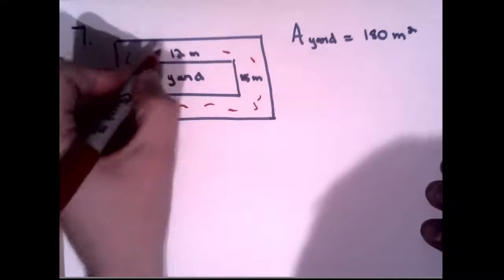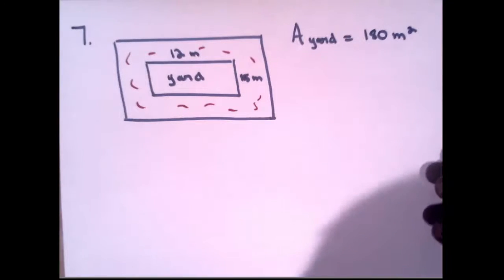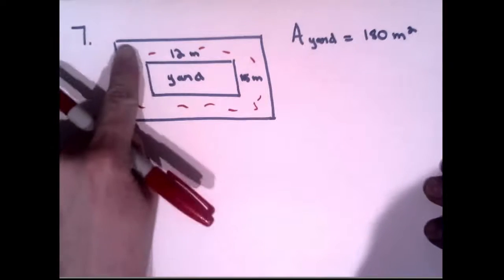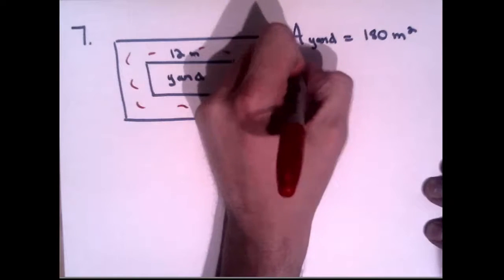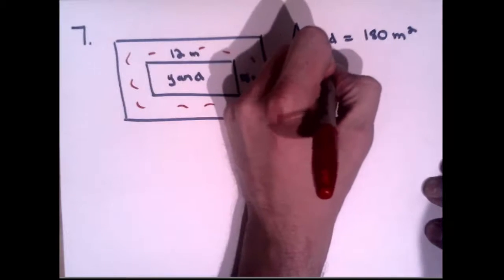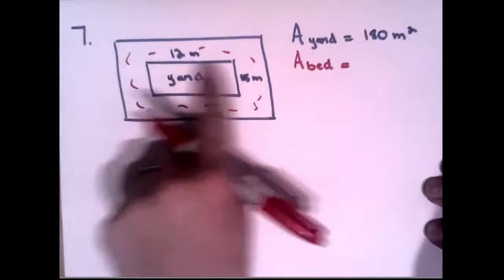Okay, all throughout here. And he wants that flower bed on the outside of the yard. How wide should the bed be if the area of the bed is a quarter of the total area of the yard? So this area here, the area of the bed, well, it's a quarter of this area. So again, it's not to scale.